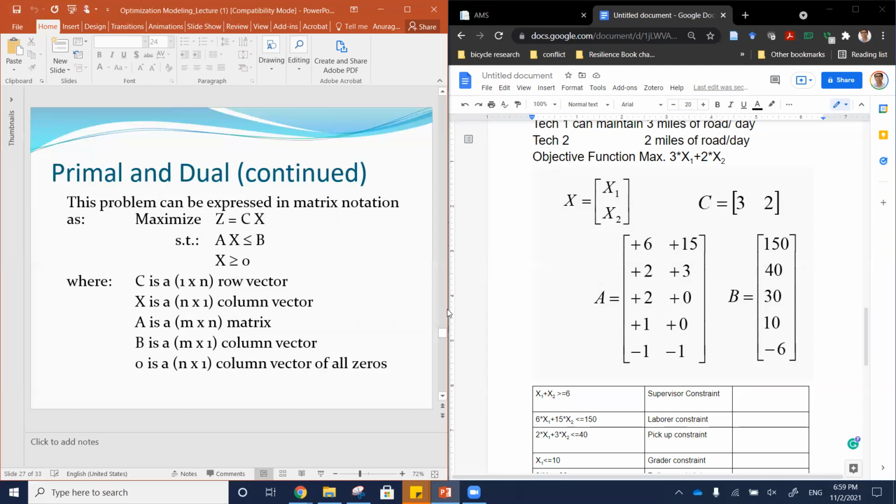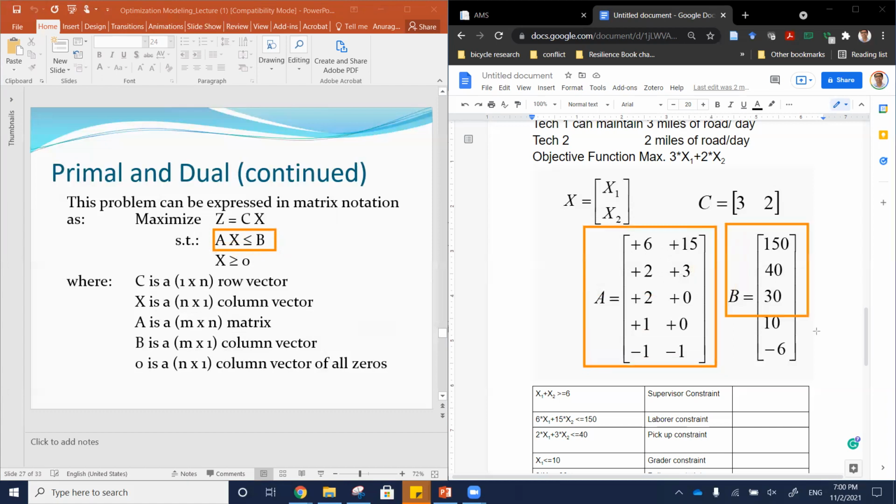So I'm trying to basically define A and B such that when I multiply matrix A with matrix X, I end up with the left-hand side of all of my constraints. So when I multiply this with X, I'll get 6 times X1 plus 15 times X2 less than or equal to 150. I'm trying to recreate this equation right here, AX less than or equal to B. So my matrix A should look like this for that.